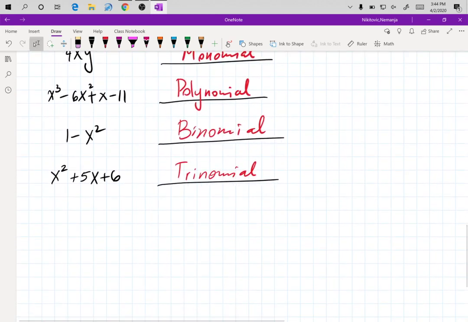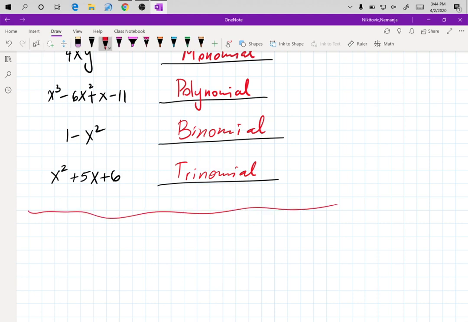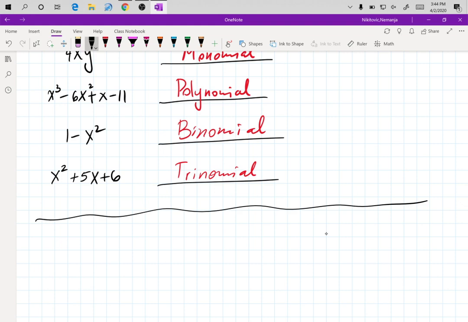Once you know the names, we can start talking about addition and subtraction of polynomials. Oh, by the way, you might run into a problem which asks you if something is a polynomial or not.